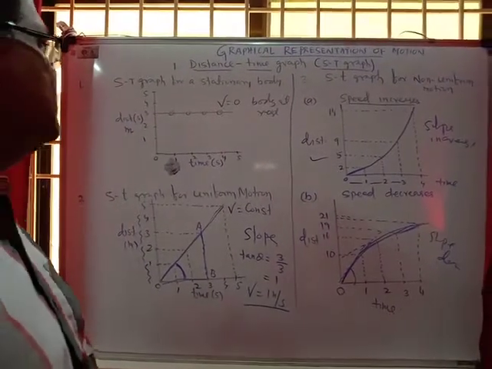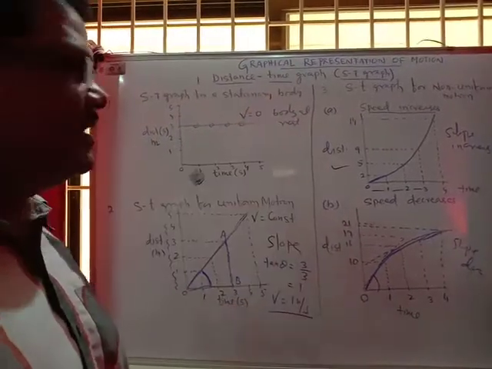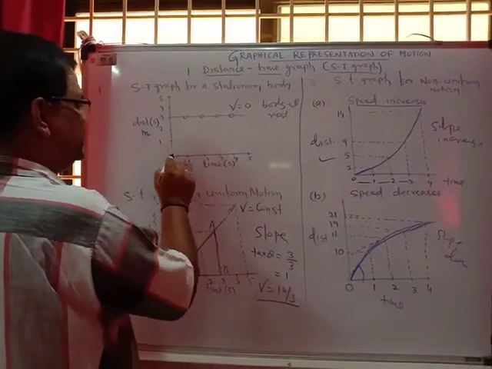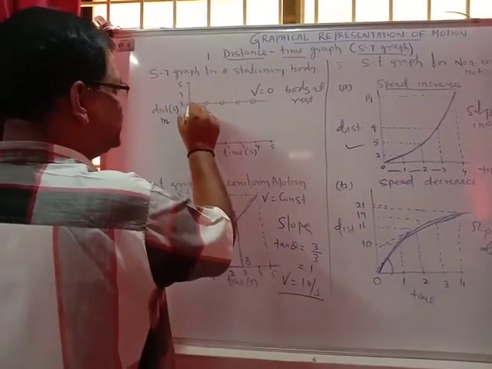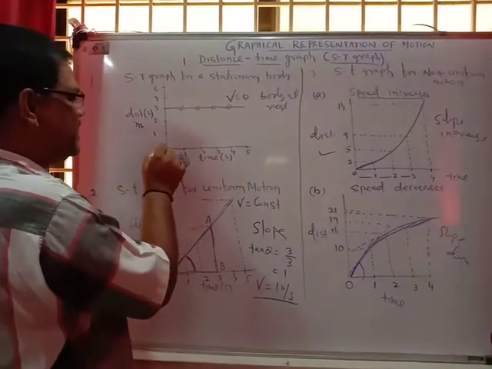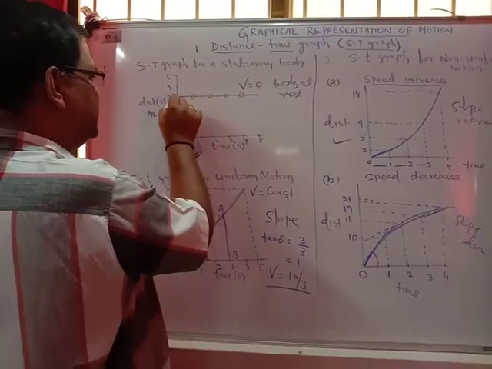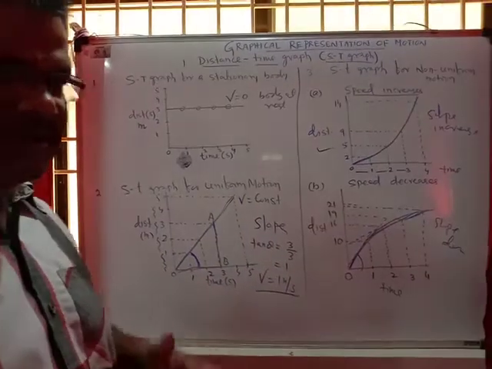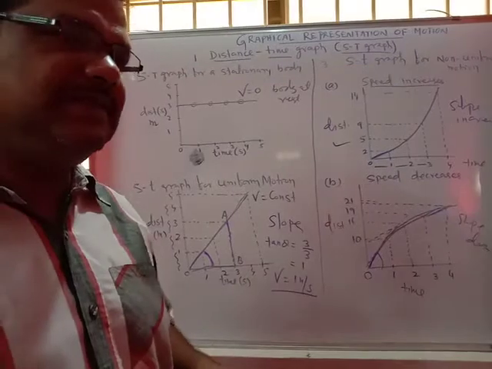The first case is that whenever the body is at rest, for a stationary object, what will be the nature of the graph? So we have taken time on the x-axis and distance on the y-axis. So here the graph becomes a straight line parallel to the time axis. In this case, what happens whenever the time is 0? At the same time, the body already has a distance of 3 meter. Suppose whenever you start counting, the object has already traveled a distance of 3 meter.